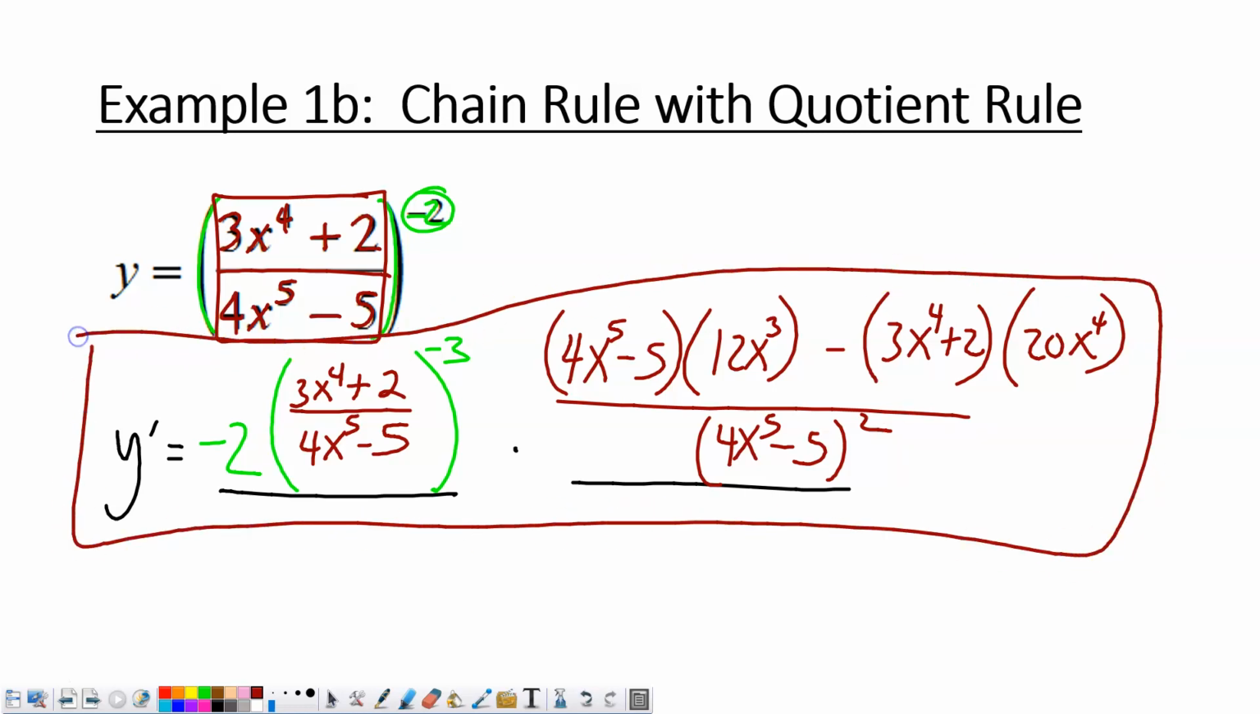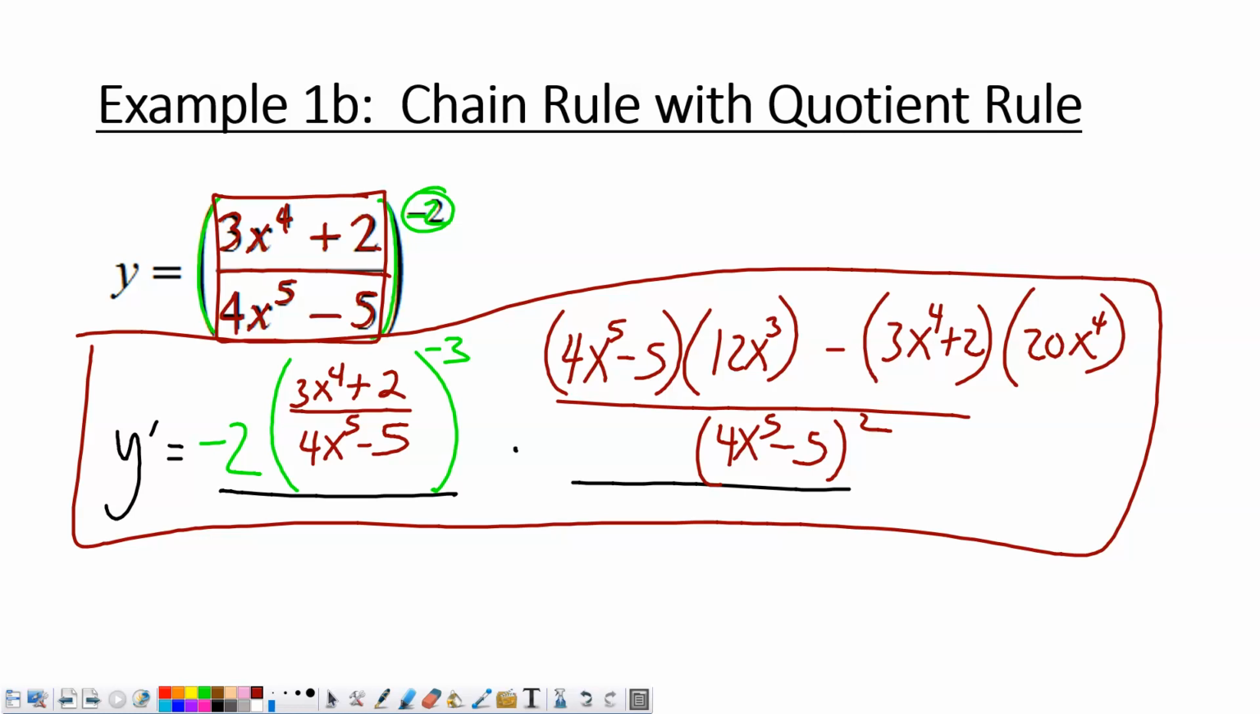I'm not going to go any further than that. I mean, there are things that we could do to try to simplify this, but it's kind of like pointless. You're never going to be asked to do something like that on an AP test and actually simplify it all the way down. That's a terrible waste of time. But it's still a good problem to practice so that you get used to the idea of doing chain rules and quotient rules together and all that sort of stuff.